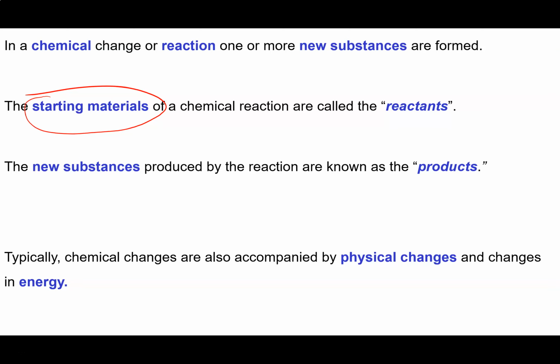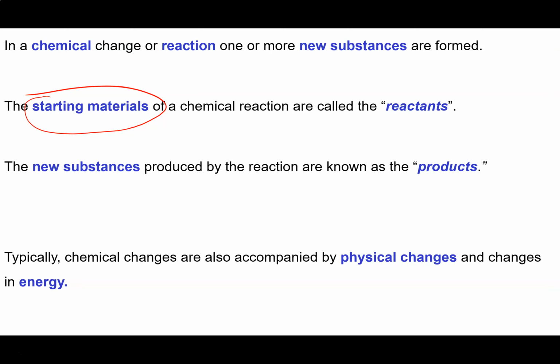So that's basically it. We're going to take some starting materials, which we call the reactants, and they're going to be converted by this process called the chemical reaction into the products. And in the products, there's going to be a different arrangement of how the atoms are connected to one another. So they're going to be what we call new substances.